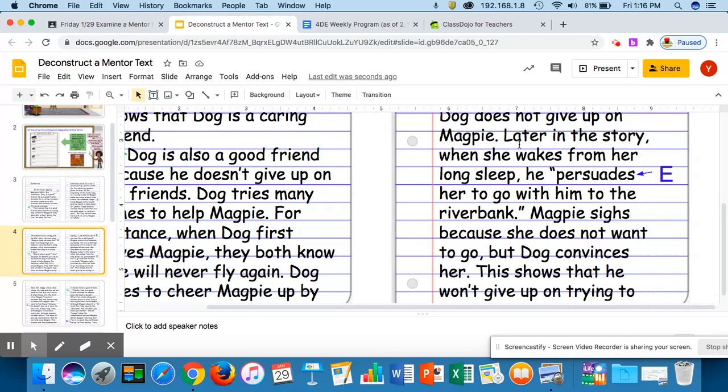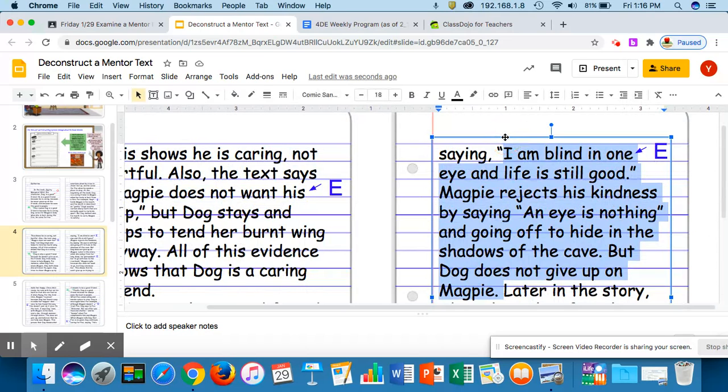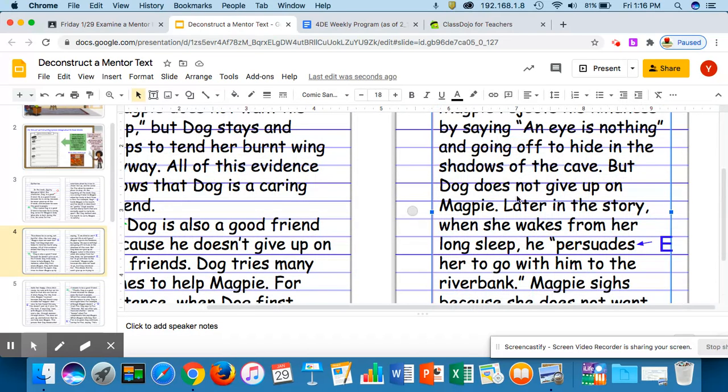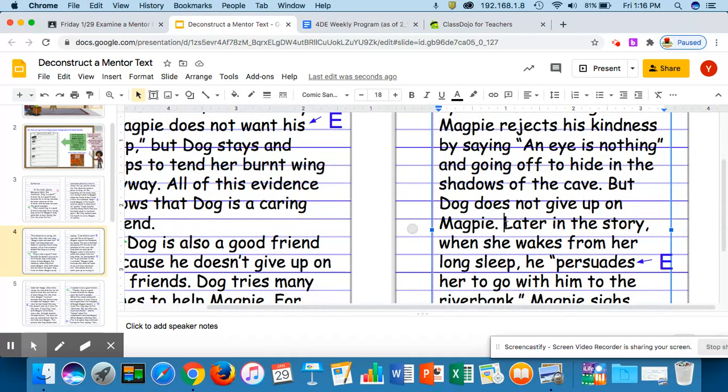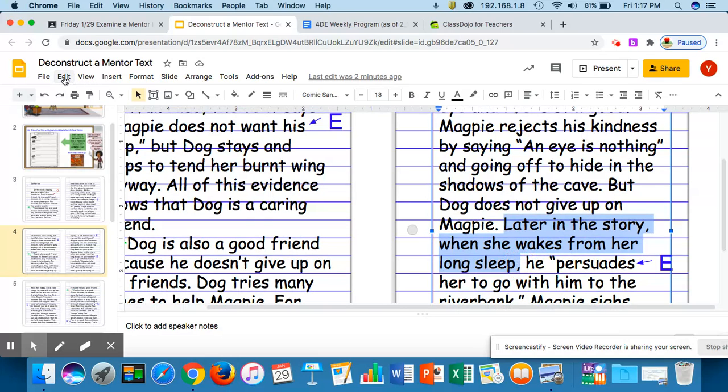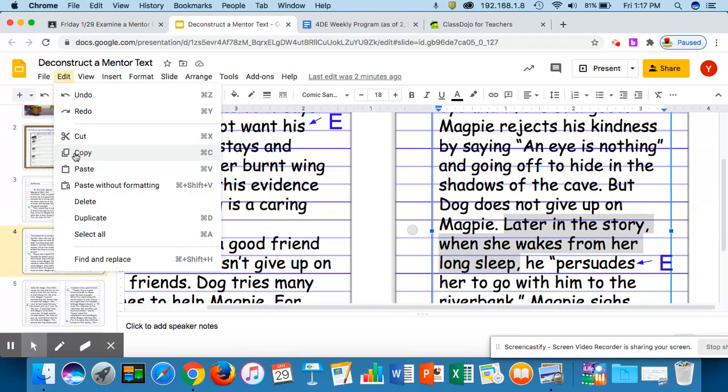Later in the story, that's a transition phrase, okay? I think I like that one best because it's one that we don't commonly use. So I want you guys to note that you can do that too. So I'll take that one. And I think that's enough. I'm going to copy.